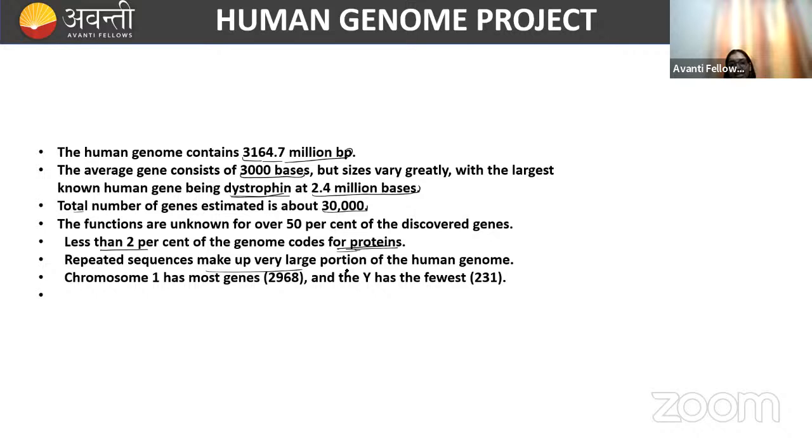Repeated sequences make up a large portion of the human genome. Chromosome 1 has the most genes, which is 2968, and Y has the fewest genes, which is 231. Please remember this. These are very important. What are the salient features of the Human Genome Project?